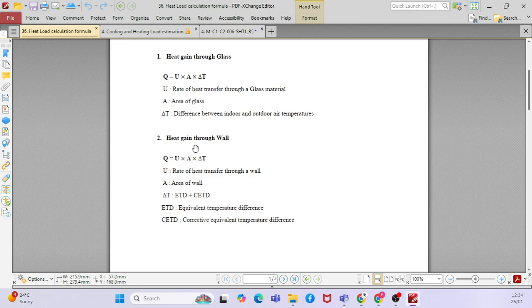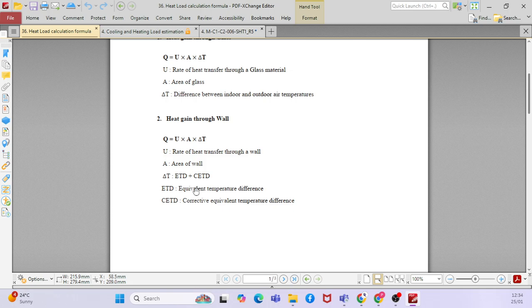Similarly for the heat gain through the wall, Q equal to UA delta T. U here is for the wall, whereas before it was for glass. So here you can see Q equal to UA delta T, right? A is nothing but the area of the wall, and delta T is the equivalent temperature difference, the corrected equivalent temperature difference. This value you can get from the Carrier table, right?